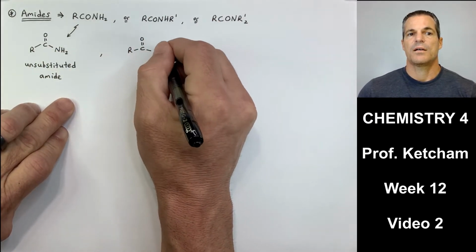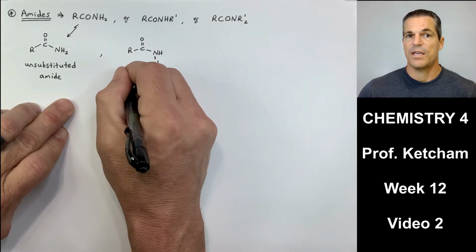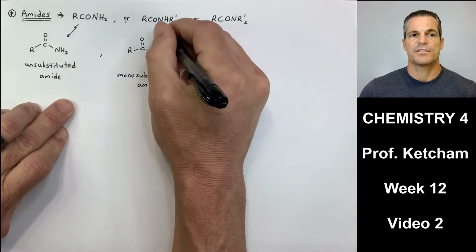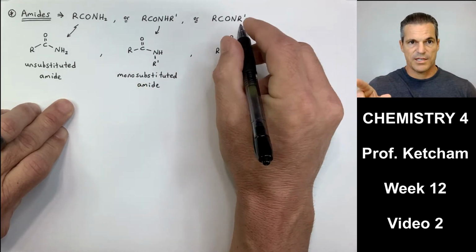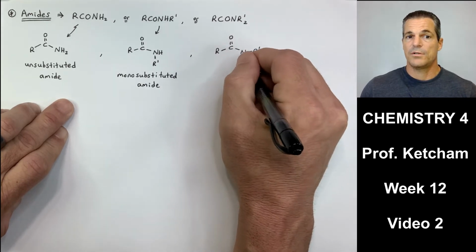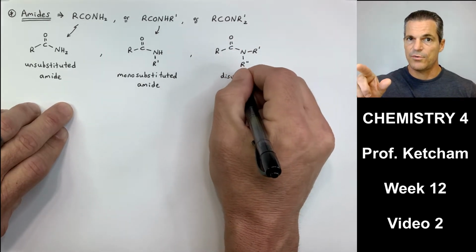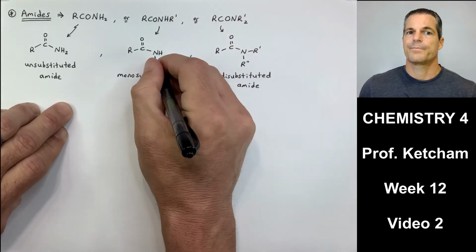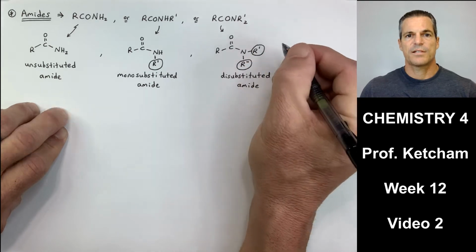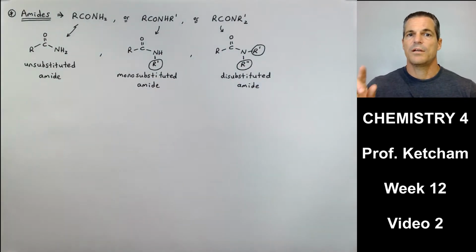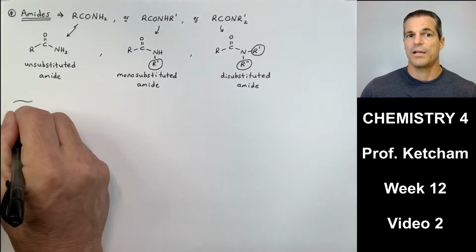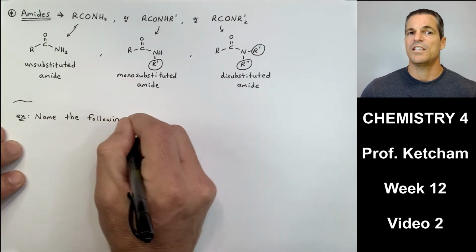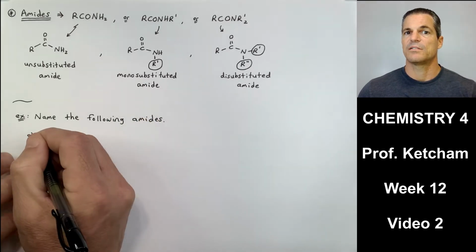So amides, there are 3 different types of amides. We have an unsubstituted amide when it's just a C double bond O with an NH2. We have a monosubstituted amide when instead of an NH2 off of the carbonyl carbon, the C double bond O, we have an R prime group, which can be the same thing as R. These guys can all be the same, or they can all be different. And then we have a disubstituted amide on the far right. Notice the abbreviations, how they all look similar. They're all similar in that they're CON. CON means it's some sort of amide.